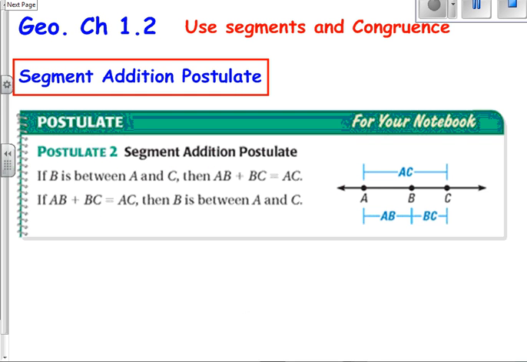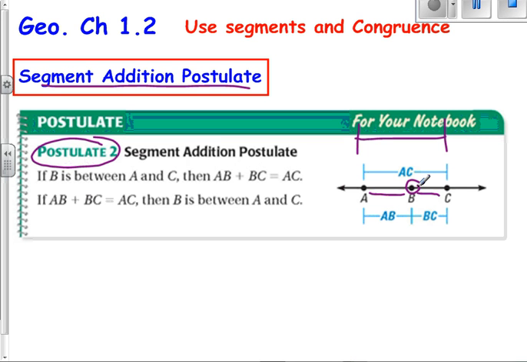This is identifying the segment. This is actually the measurement of the segment. All right, so here's your next postulate, postulate 2. It's called the segment addition postulate. And all it means is, if I have a line segment that is AC, and it's made up of AB and BC. So if you read this postulate, it says if B is between A and C, and it is, then AB plus BC is equal to AC. Just so you understand how these postulates work, this tells you the basics right here. AB plus BC is equal to AC.